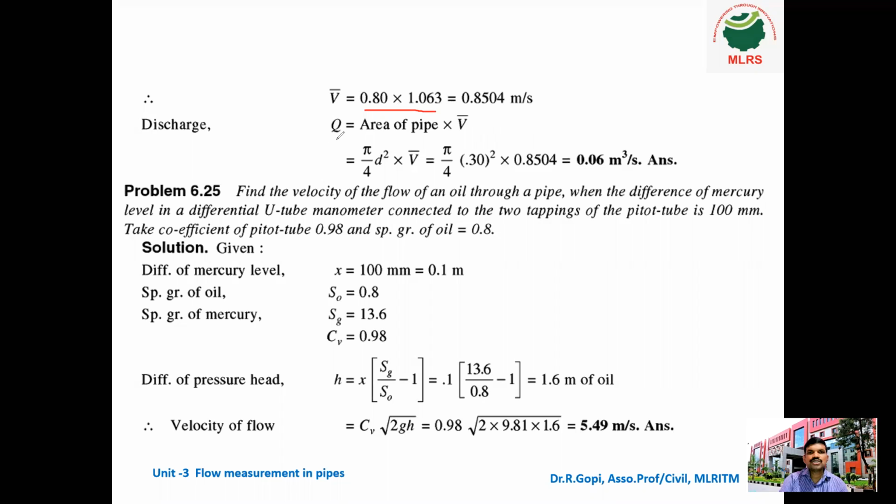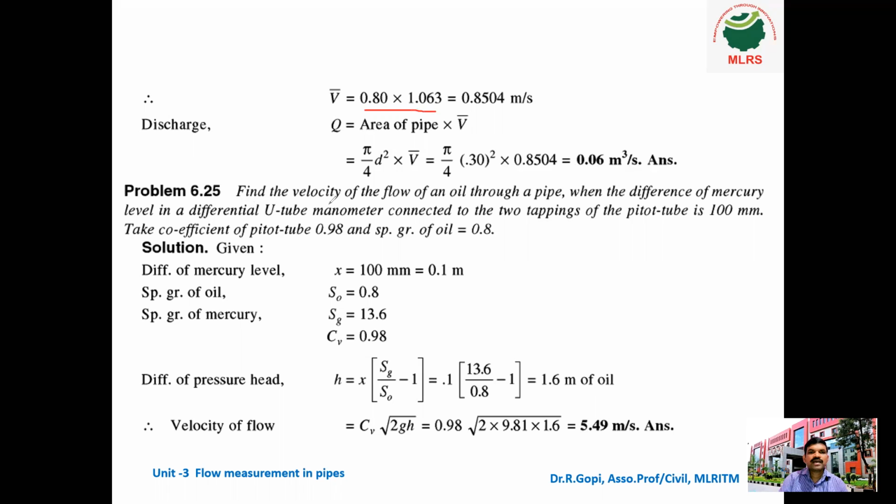So discharge Q is equal to, what is the discharge formula? Area into velocity. So how to calculate the area of the pipe? Pi by 4 into d square into v bar. V bar is the average velocity. So pi by 4 into diameter, which is given, 0.3 square, into average velocity 0.8504, which is equal to 0.06 meter cube per second. So this is the formula.